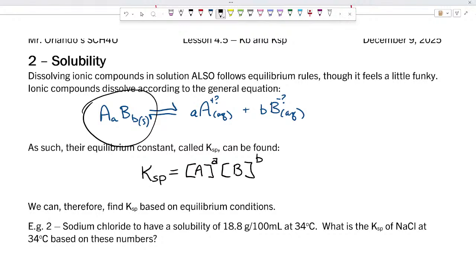Good thinking. It's a solid, which means it doesn't have a concentration. You can't have a concentration of a solid, right? Think about it. Concentration is how many moles are in a given volume. That only applies to things that take the shape of their container, like that fill a volume. A solid doesn't have a concentration. So the solid is not a part of the equilibrium. Note, the solid is not a part of the equilibrium.